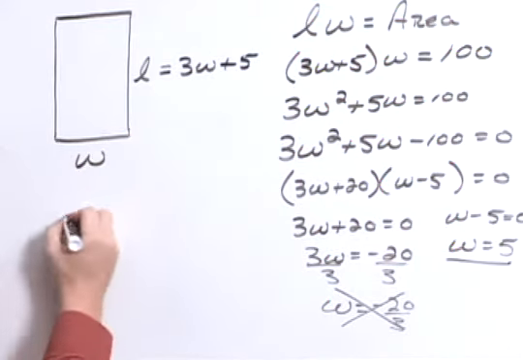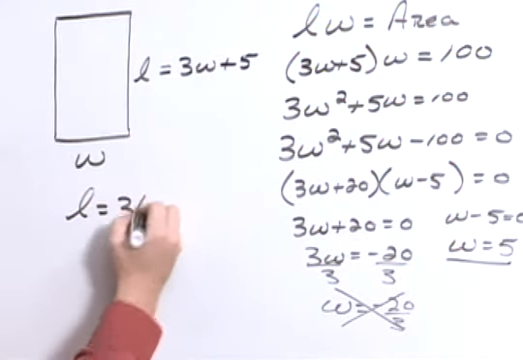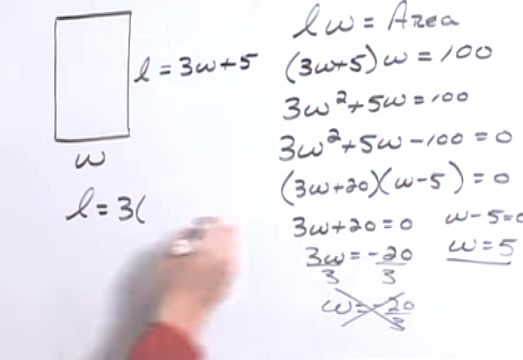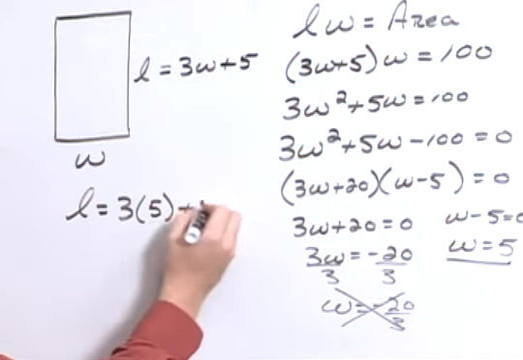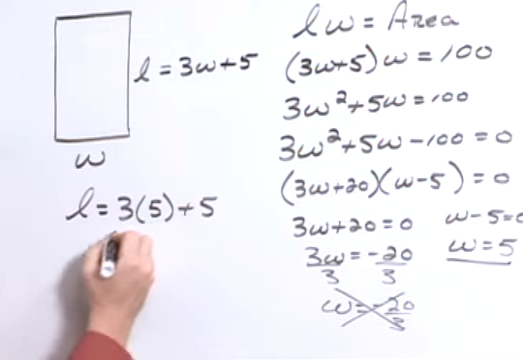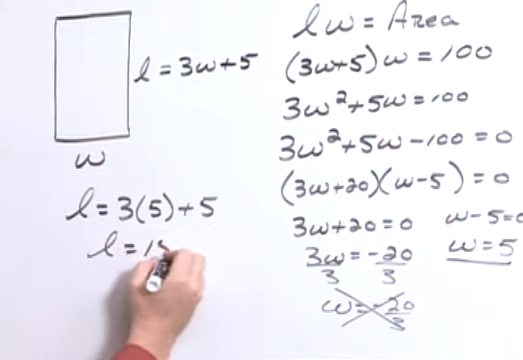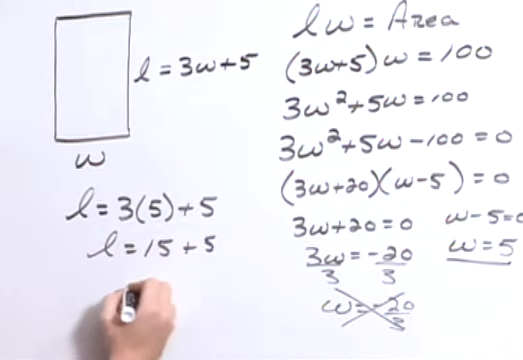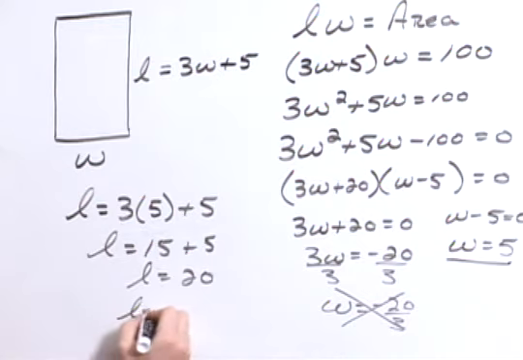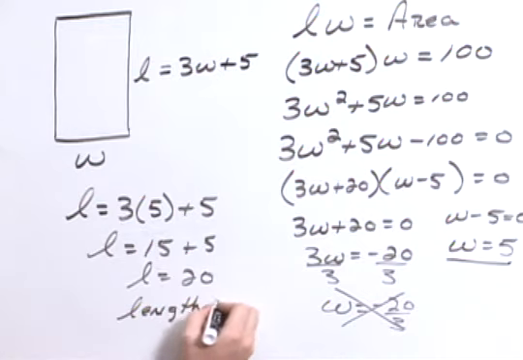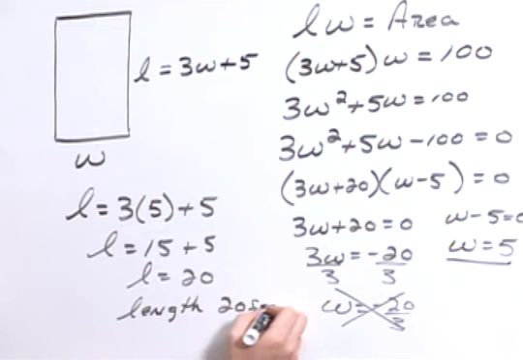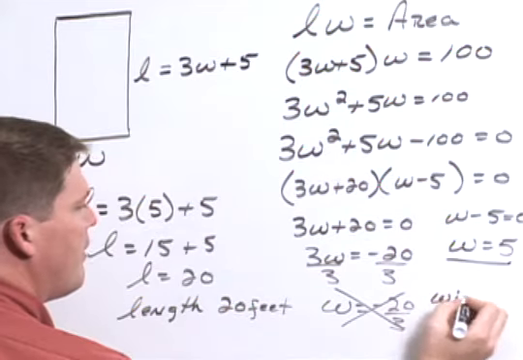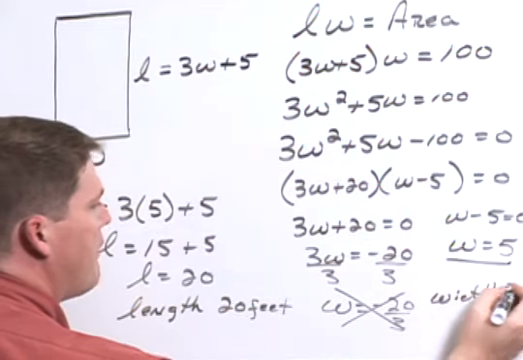Finding the length then, L would equal 3 times the width that we just found, plus 5. So my length is 15 plus 5, or my length is 20. So we have a length of 20 feet and a width of 5 feet.